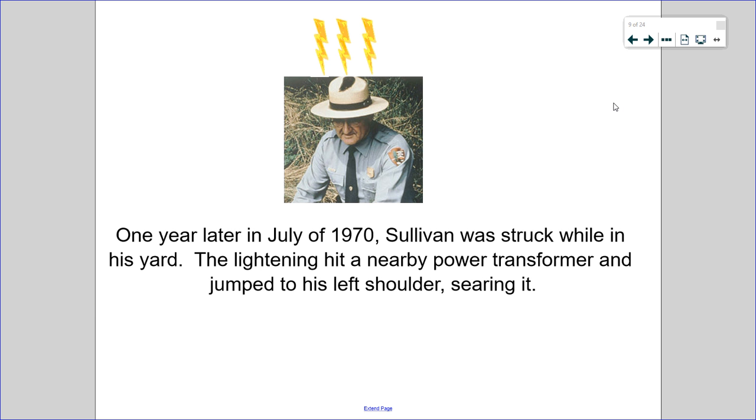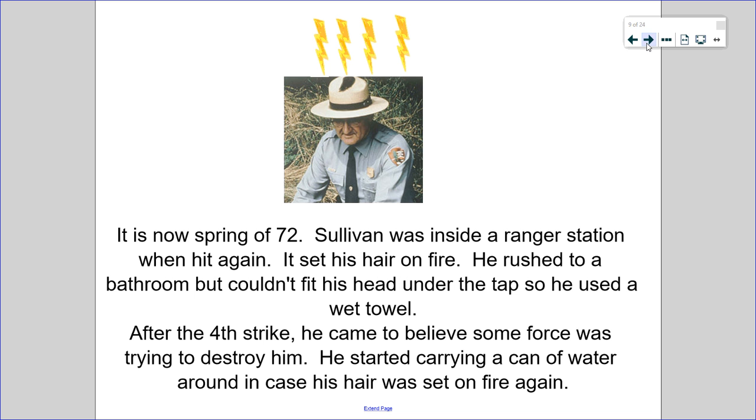Well, here comes number three. One year later, in July of 1970, Sullivan was struck while in his yard. The lightning hit a nearby power transformer and jumped to his left shoulder, searing it. Not enough for good old Roy. It is now spring of 72. Sullivan was inside a ranger station when hit again. This time his hair was set on fire.